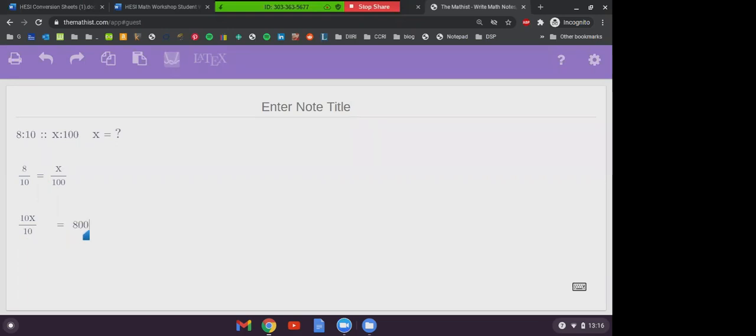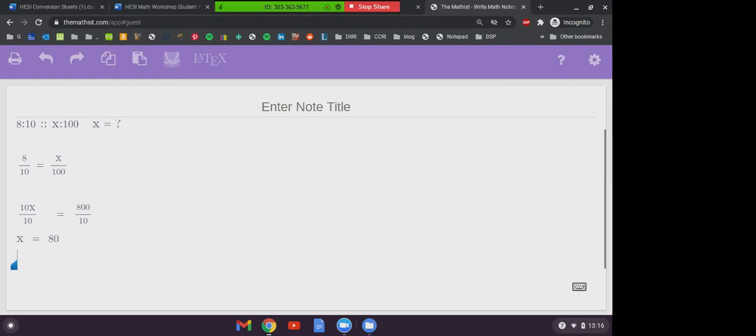Remember with algebra, and this is what this is, right? It's maybe simple algebra, but it's still algebra. Whatever we do on the left side, we have to do on the right side, right? So 10 divided by 10 cancels out. 800 divided by 10 is 80. So x in our case will be equal to 80. Okay, so that's one way you could approach that problem.